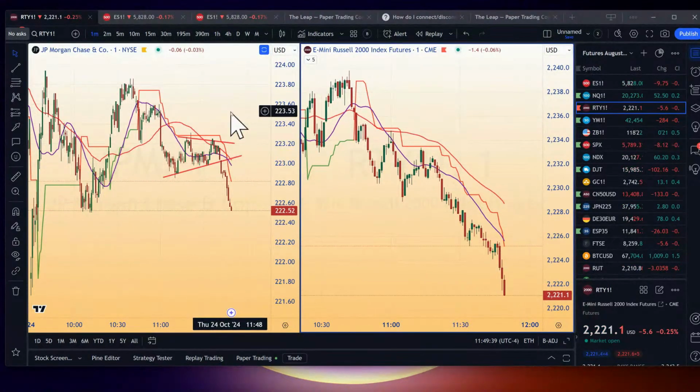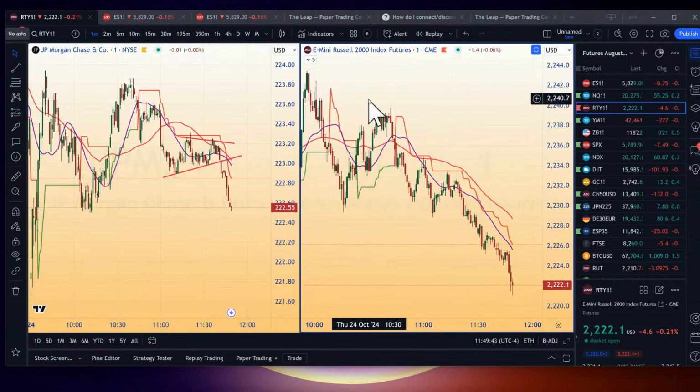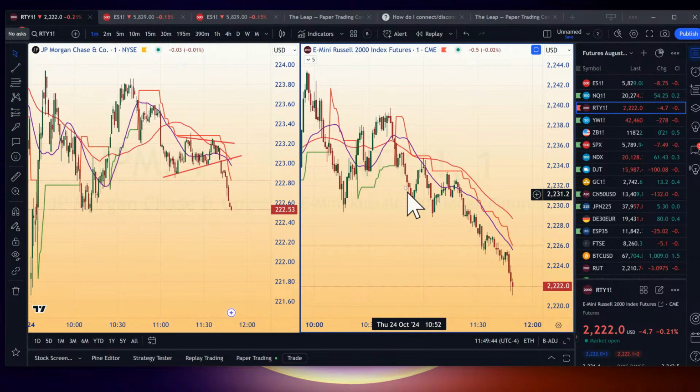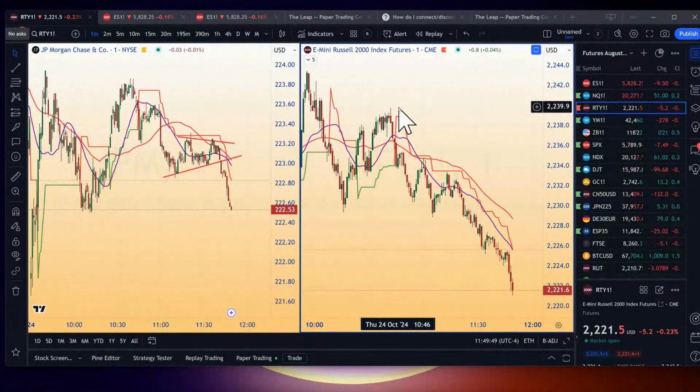So Jack, yeah, I mean, all I'm doing is correlations. If the Russell and the Dow are testing their low from yesterday, then why wouldn't the ES? That's the theory. So I hope that makes sense for everyone.